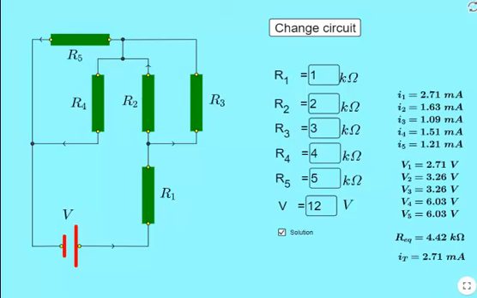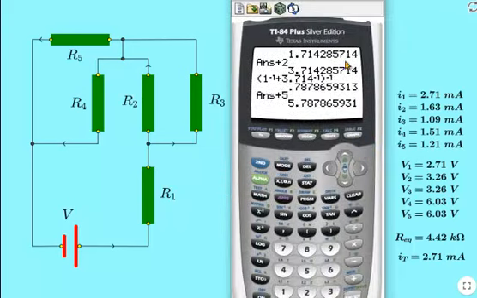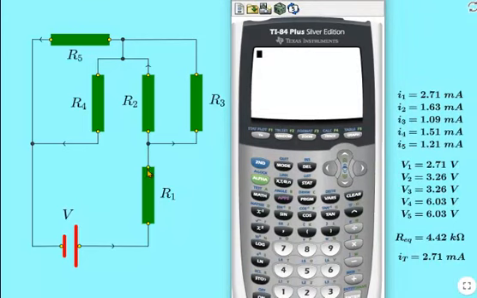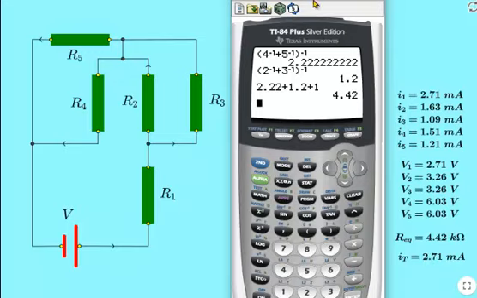We're aiming for 4.42 ohms or kilo ohms, so plugging that in. I'm going to do the R4 and R5, so parentheses 4 reciprocal plus 5 reciprocal, reciprocal, there we go. Then the 2 and the 3. There we go. And then we're going to take the 2.22 plus 1.2 plus 1, enter 4.42, which is exactly what it says here.